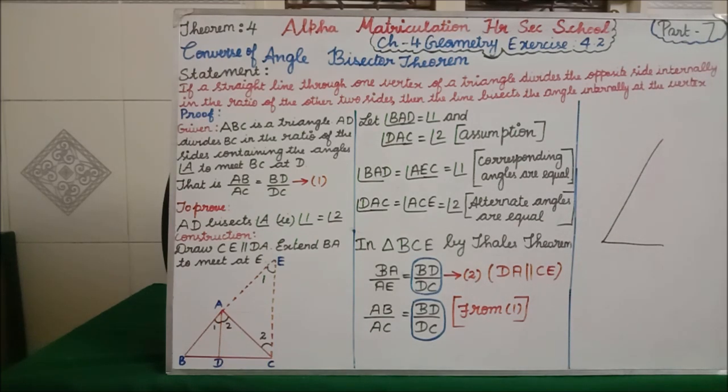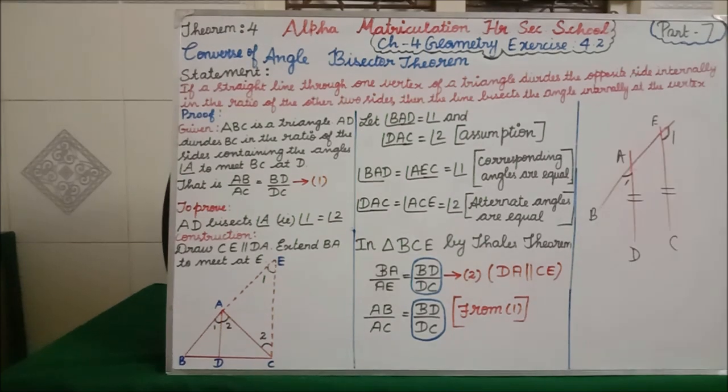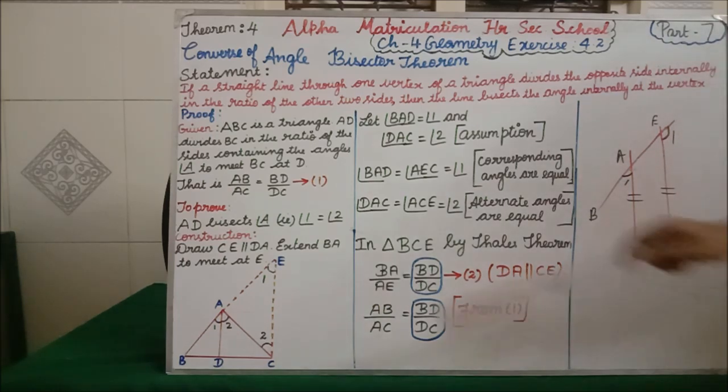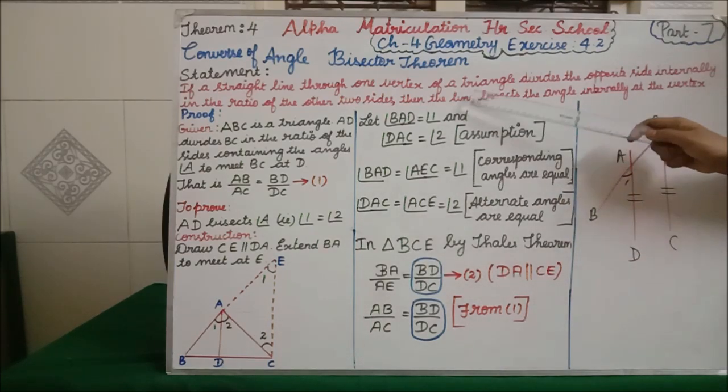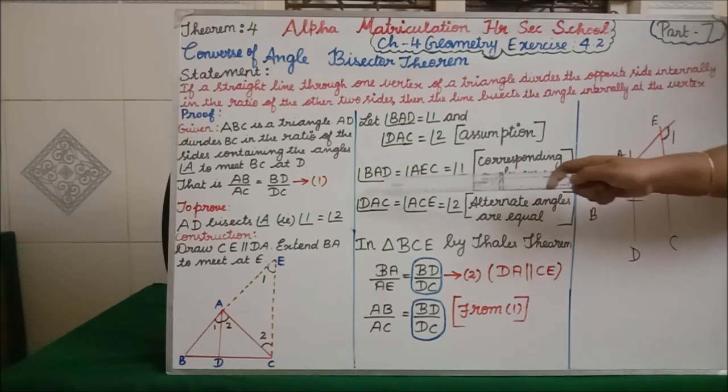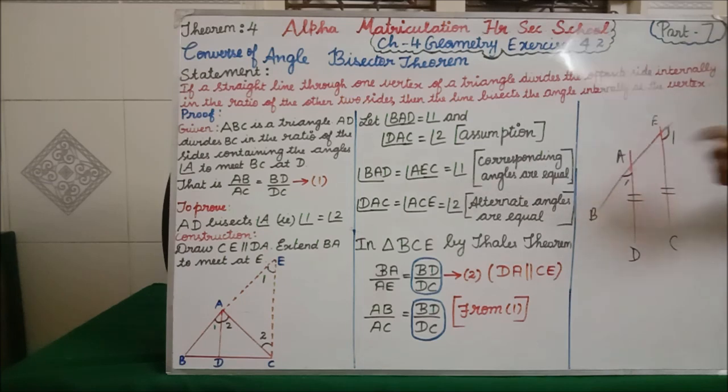Similarly, AEC we are having. Now see here, I have drawn this line. This AD line is parallel to CE, isn't it? We have proved now that CE is parallel to AD. We told this in construction, and we extended this BA up to E. That only we have done in construction. Now I am coming to here: BAD is equal to AEC equal to angle 1.